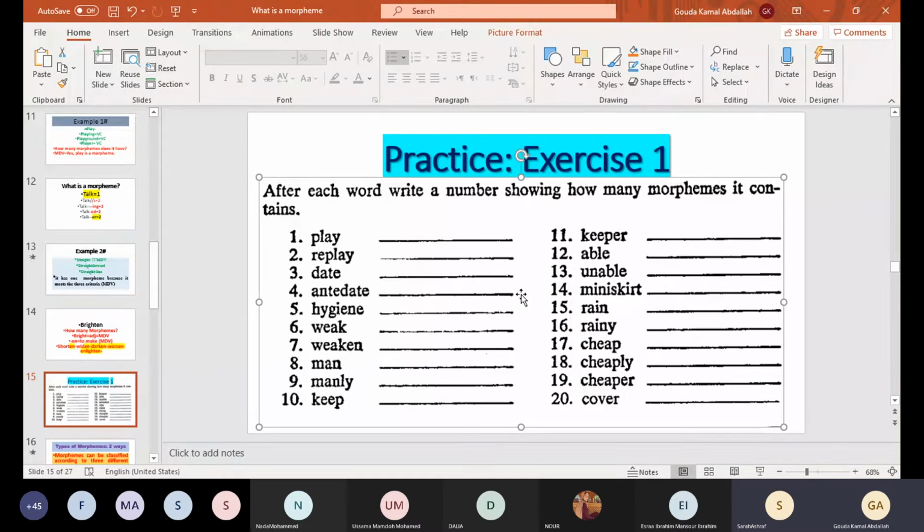One morpheme. Is it one? Yes. Okay, so let's move on to the second one, replay. Two morphemes. Okay, what is the first one? Re. Does it have a meaning? Yes, to repeat something. Okay, it's to do it again, right? To repeat.